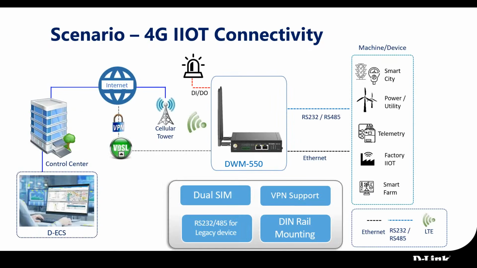The last model I want to talk about is the DWM550. So much like the previous models, it offers dual SIM card support. It also offers wired WAN support as well. What we've also added onto this particular device is RS-232 and RS-485 support, Modbus support. This is a remote terminal unit for industrial IoT. So if we've got applications where we have legacy IoT with serial connection that I need to bring into the 21st century and provide internet access for, this is the type of device that we can do that with.